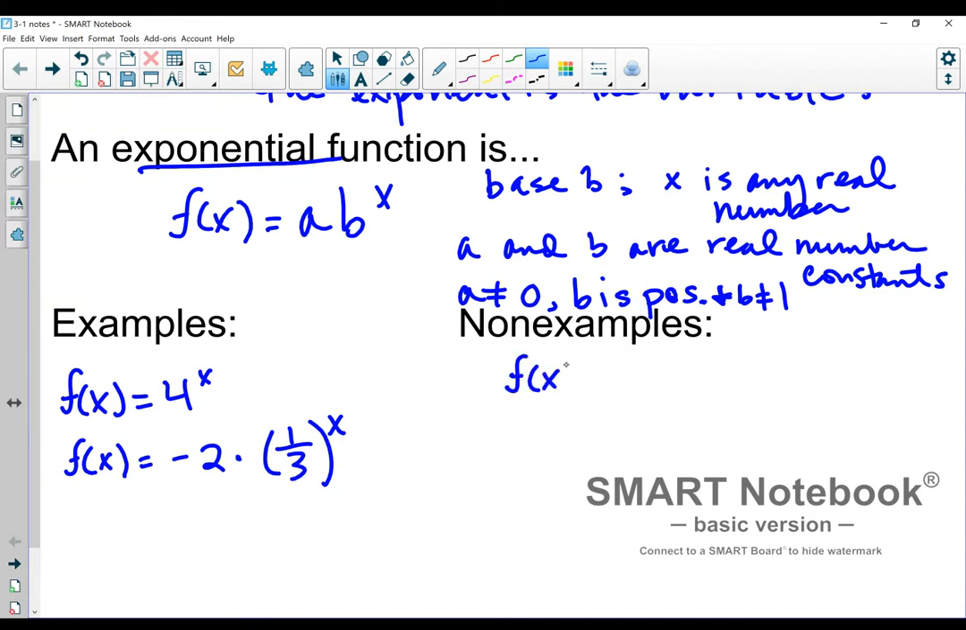Non-examples would be f of x equals x squared, because my variable is not my exponent, and f of x equals 1 to the x power, because b can't equal 1. It doesn't matter what power I raise 1 to, it's still 1. So that really would be a constant function.